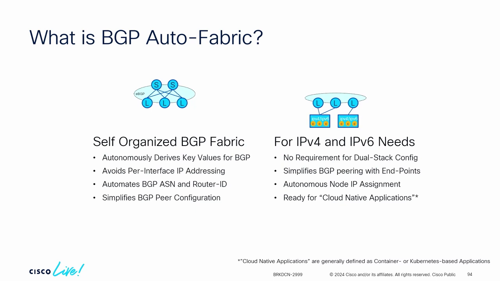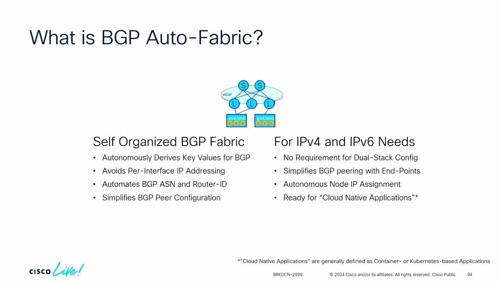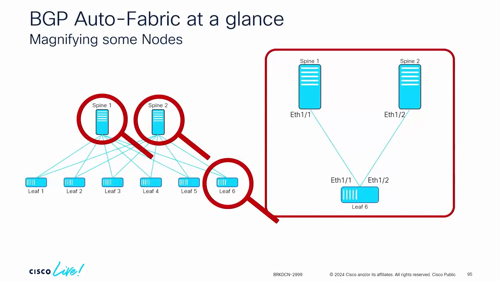But what BGP Auto Fabric brings to the picture is the capability of bringing together the end-to-end story. I'm a Kubernetes administrator, I want to be able to connect my Kube node to the fabric, and I want my fabric to just do what it has to do. I don't care about any BGP, I just want it to route, okay? So, how does it work?